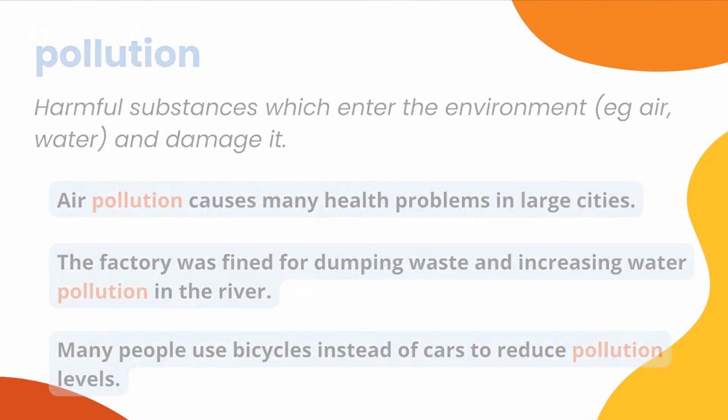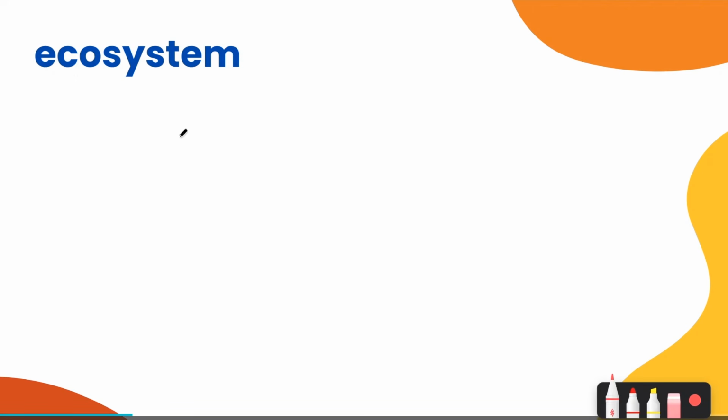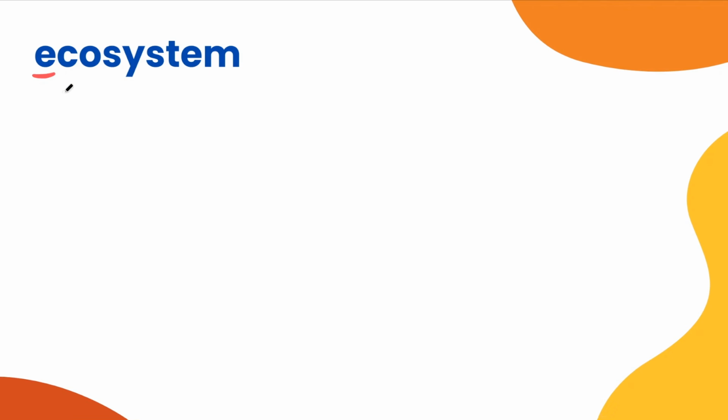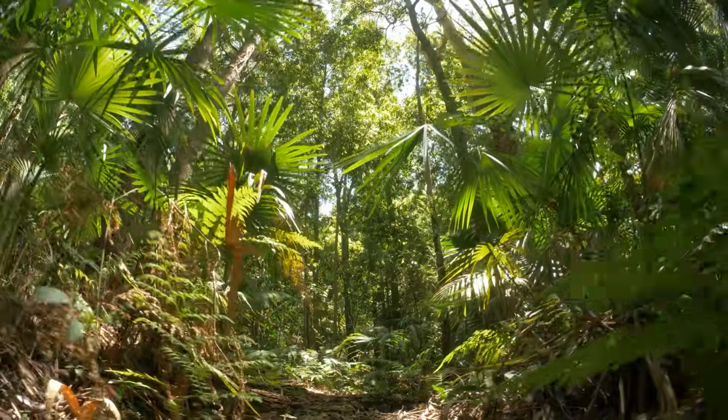The next word is ecosystem. Ecosystem. Notice the E is pronounced E, not E. Not ecosystem, but ecosystem. An ecosystem means all the living things and their environment in one place, in one area. So all the animals and all the plant species as well in one place.